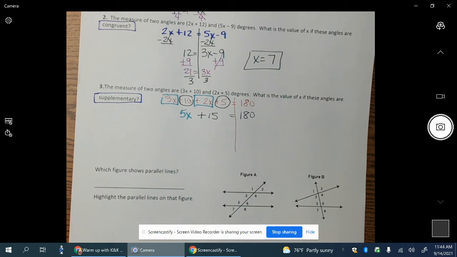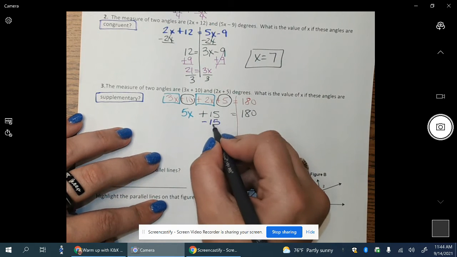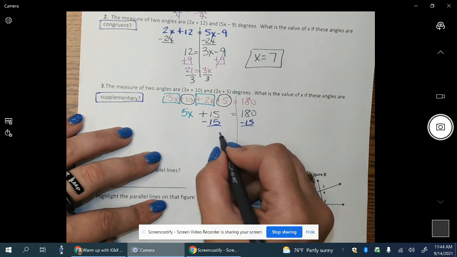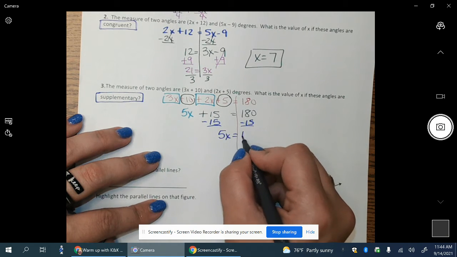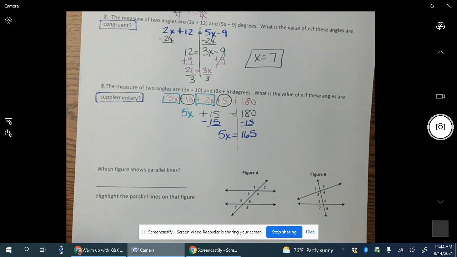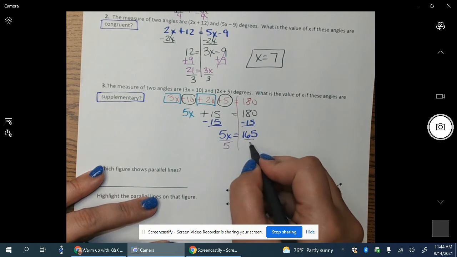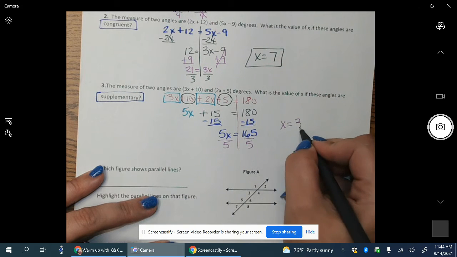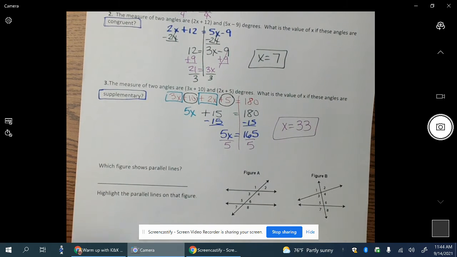Okay, minus 15. And then what's that final step? Division. Good. So x is 33. Okay, so the only two things that can happen is either they are congruent, which means you set them equal to each other, or they're supplementary, which means they add to what? 180. Okay, either congruent or supplementary. That's it. Nothing else can happen.